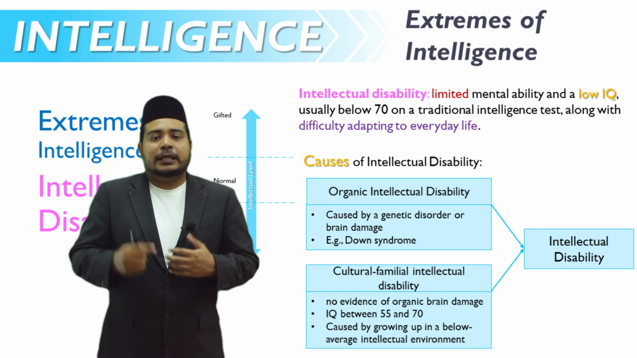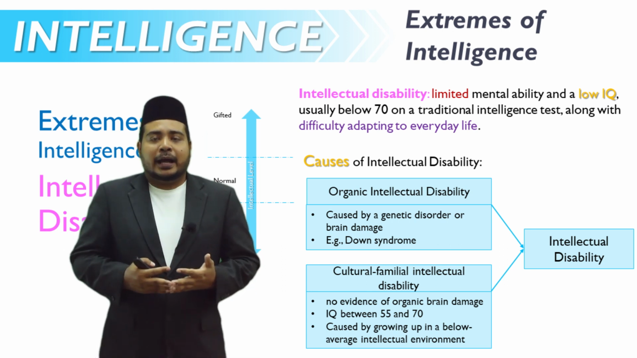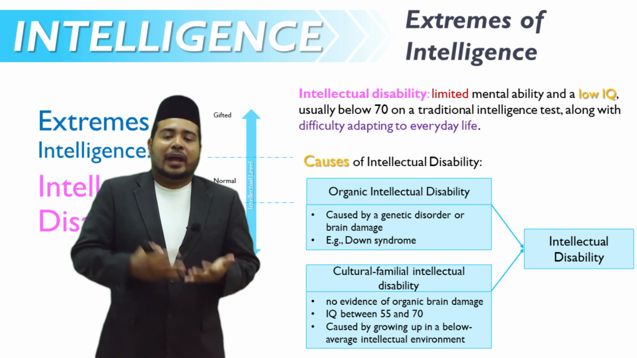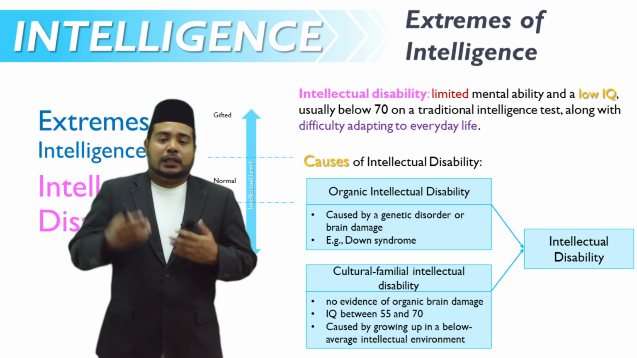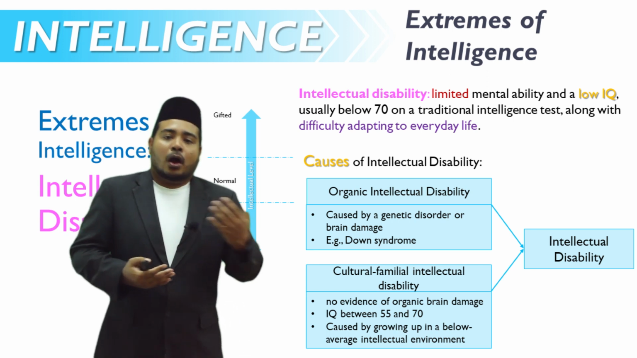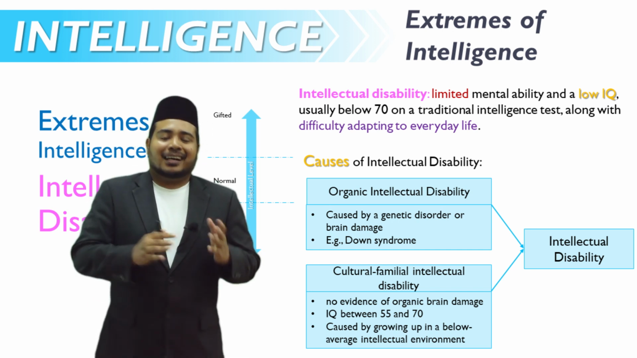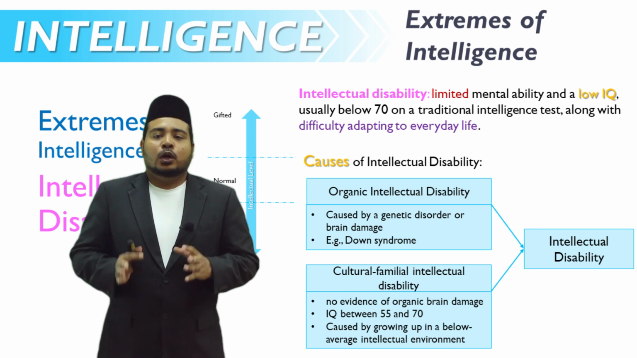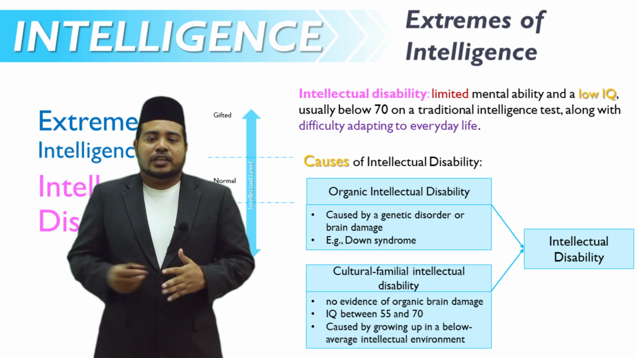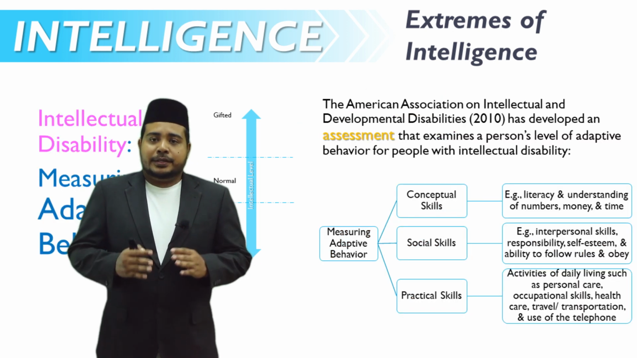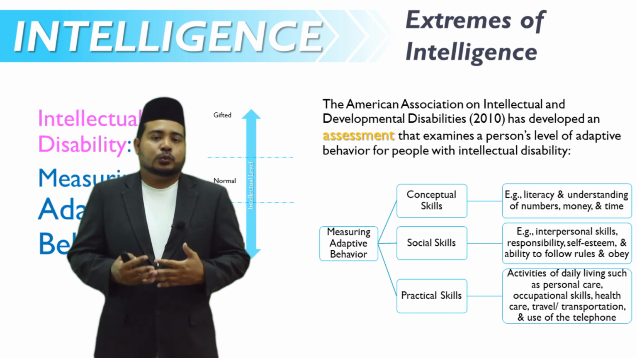Okay, and usually when they investigate, these are the group of people whose intellectual ability was caused by growing up in a below average intellectual environment. So environment is very important. Okay, here. So there are two types of intellectual disability: organic intellectual disability caused by genetic disorder or brain damage, and cultural familial intellectual disability, which is caused by growing up in a below average intellectual environment.